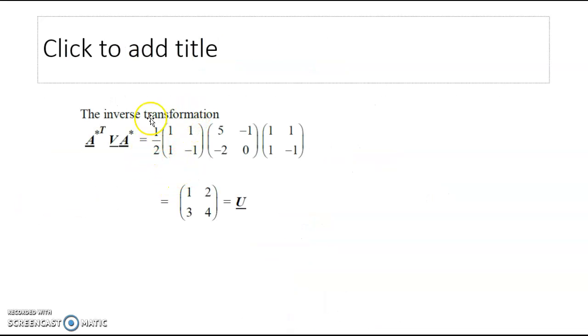We can verify the inverse. We know the expression A conjugate transpose V A conjugate will be equal to U. So substitute for A conjugate transpose. A is given. We already found the value for V. Substitute for A conjugate. Since it is real, there is no need to take the conjugate. Multiply this and verify. You will get the value equal to U.